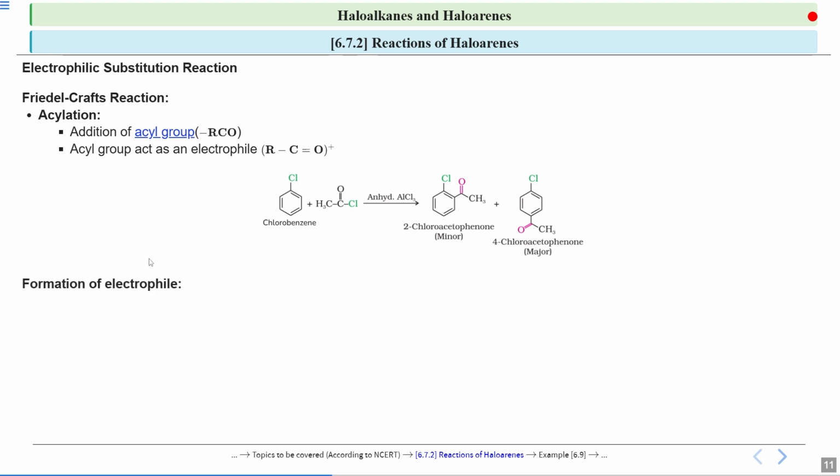Formation of the electrophile: in this acylation Friedel-Crafts reaction, how does it form? CH3COCl reacts with the AlCl3 catalyst, and you get the AlCl4 negative anion and the CH3CO positive cation. So you get the acyl group as a cation, as an electrophile, which attacks the benzene ring of chlorobenzene and forms a bond with it, giving you the mixture of products, major and minor. So here also the same thing is happening: the electrophile is attacking the carbon, or position, of the benzene ring with more electron density.